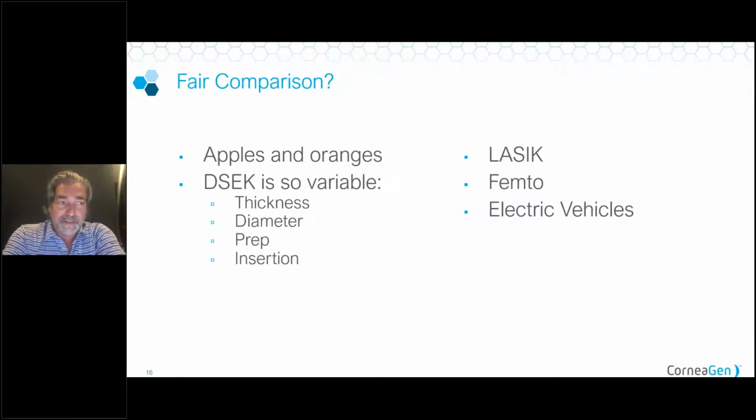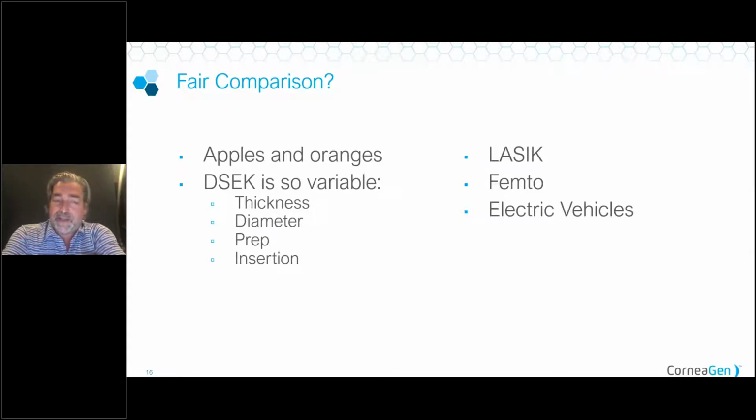Same with electric vehicles. We can talk about electric vehicles. Are they good? Are they bad? What are they doing? But there's lots of different kinds of electric vehicles. There's Tesla on one end. There's Rivian now. We've got the Chevy Bolt still. So I think it's different to different things. So I think keep that in mind when you read a study about DSEK. It can be very variable.